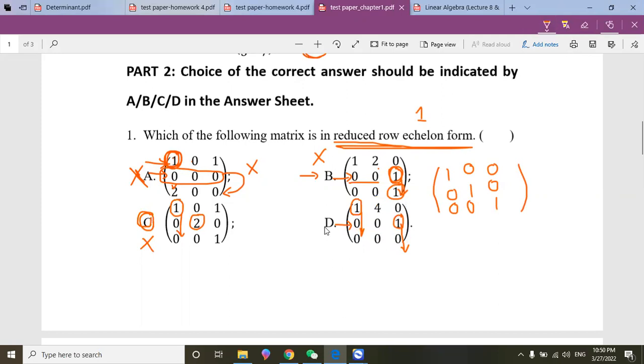So that's why this is RREF, okay? It's now more clear. Is it clear, James? Yeah, yeah. Thank you very much.